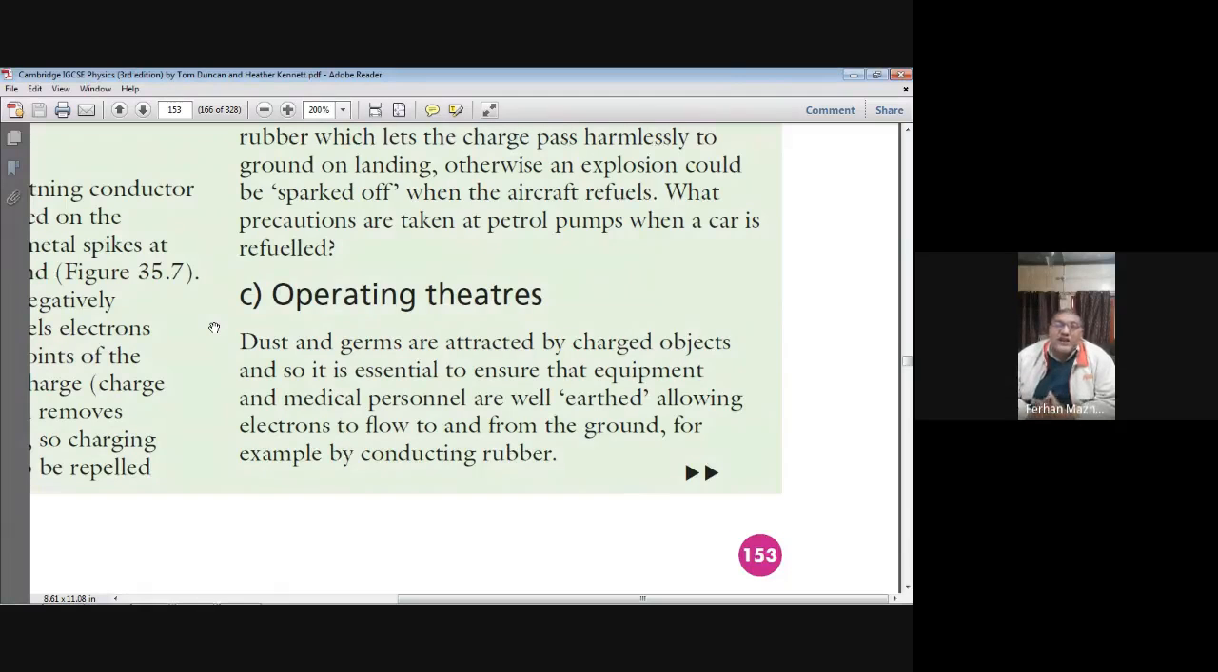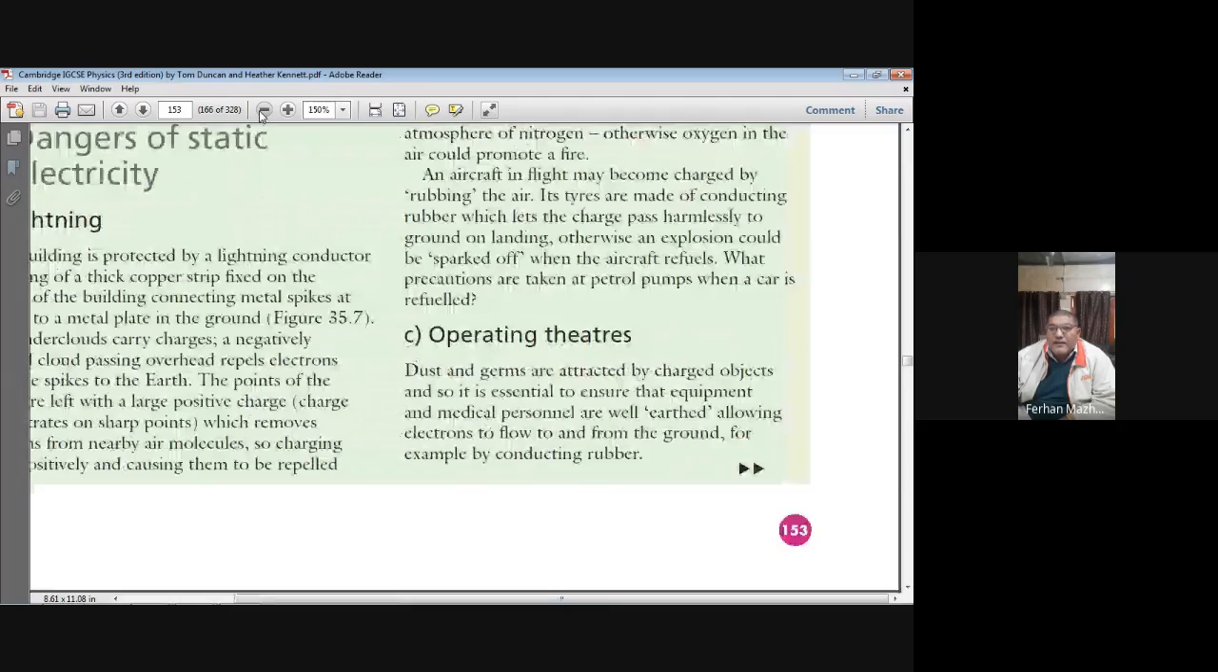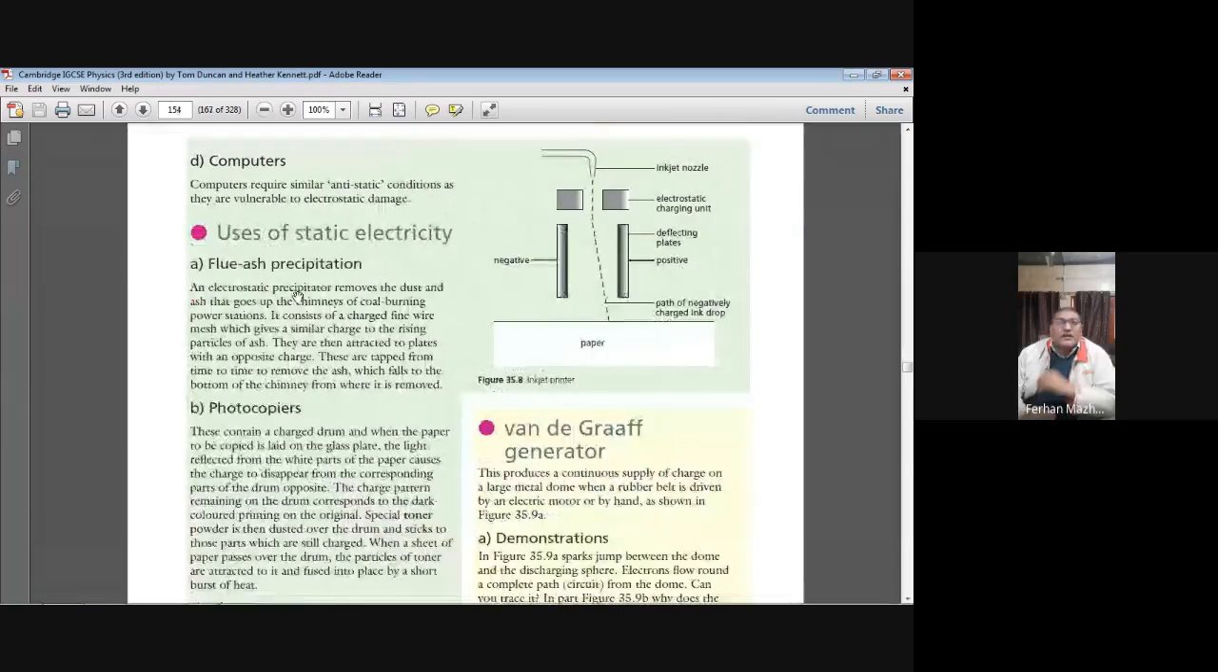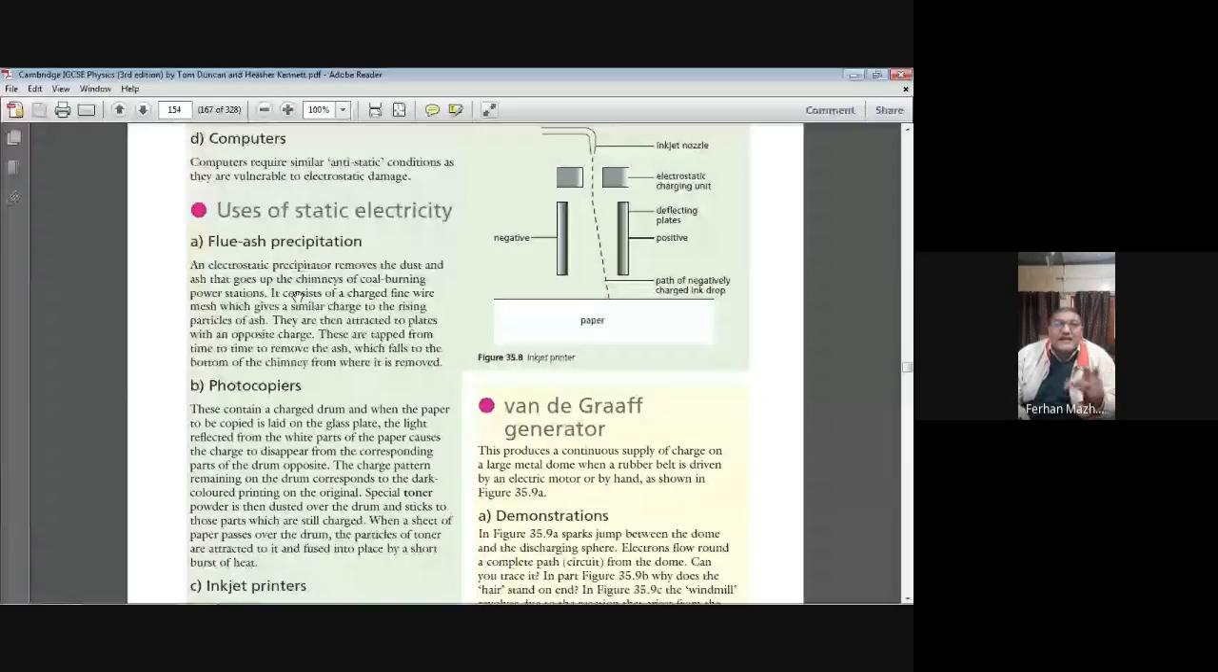Dust and germs are attracted by charged objects, and so it is essential to ensure that equipment and medical personnel are well earthed, allowing electrons to flow to and from the ground, for example, by conducting rubbers. Computers require similar anti-static conditions as they are vulnerable to electrostatic damage. Okay, so these are the hazards of static electricity.